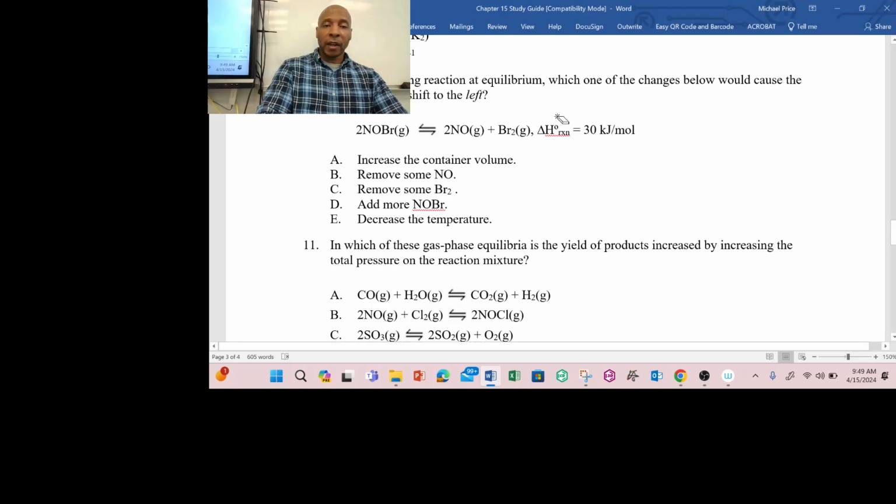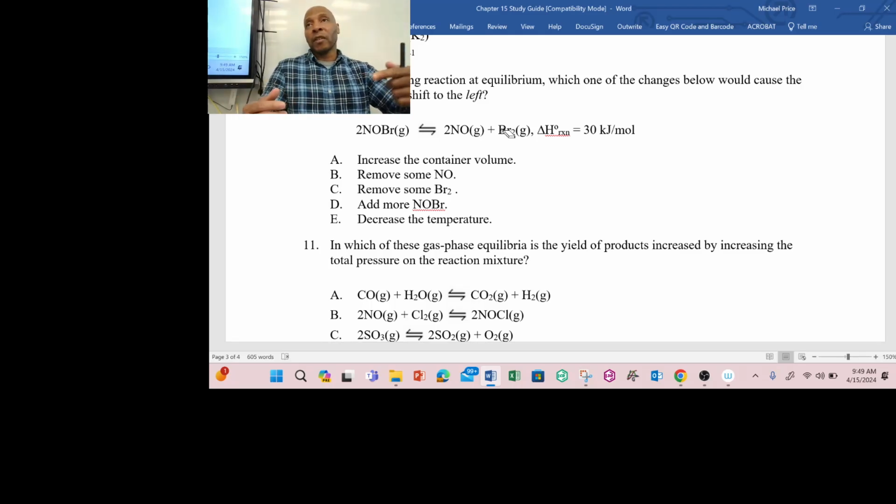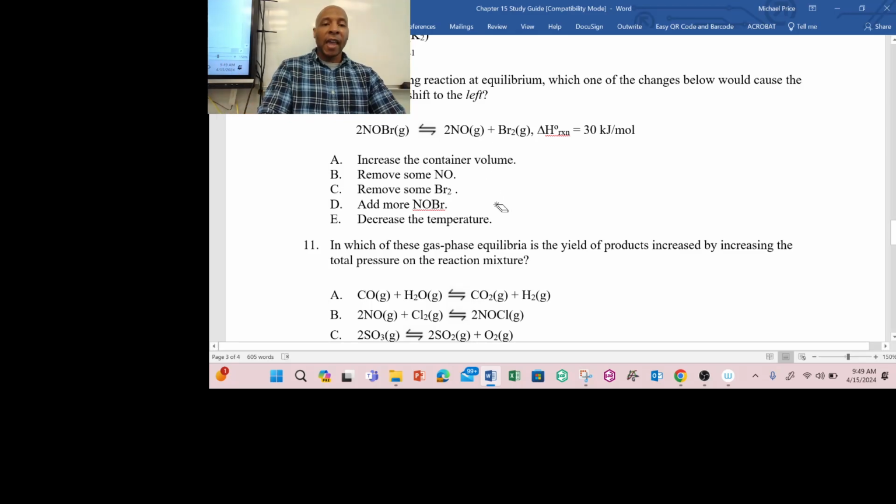What if I remove some NO? NO is a product. If I remove product, it's going to try to create more product, so it's going to shift to the right. So it's not that. What if I remove some Br2? Same thing. It's a product. If I remove some Br2, it's going to try to make more Br2, so it's going to shift to the right, where the Br2 is. What if I add more NOBr? NOBr is the reactant. If I add it, it's going to shift to the right because it's going to try to get rid of that reactant. The only way you can get rid of that reactant is to form products at the expense of my reactant.